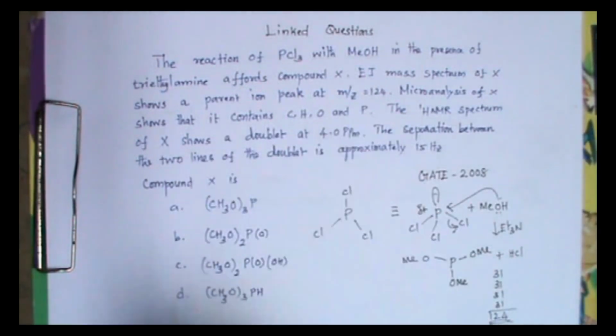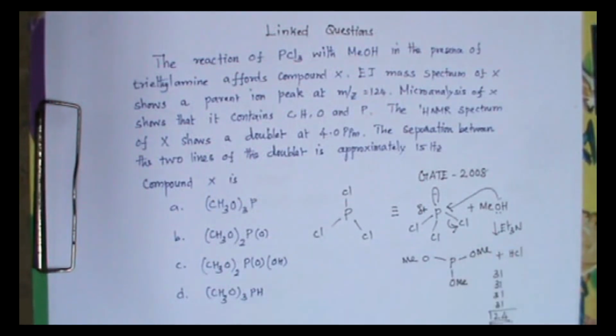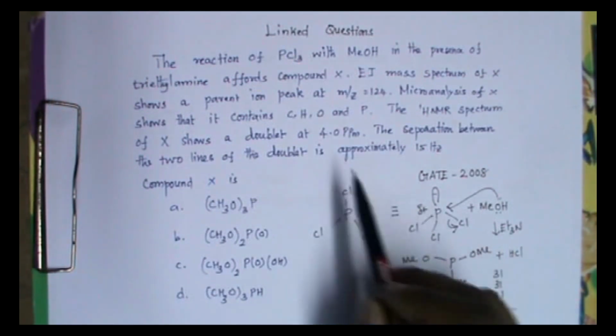Microanalysis of X shows that it contains C, H, O and phosphorus. Here you can find CH3, oxygen and phosphorus. All the 4 atoms are present. The 1H NMR spectrum of X shows a doublet at 4 ppm. Here Me is attached to oxygen, so the chemical shift value will be between 3 to 4. We can expect around 3 to 4. Here it appears around 4.